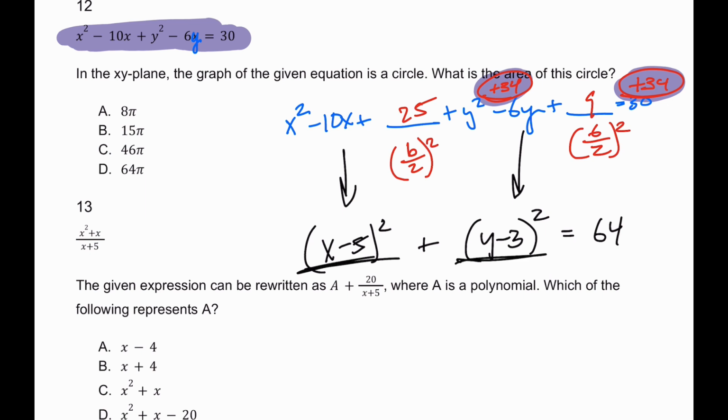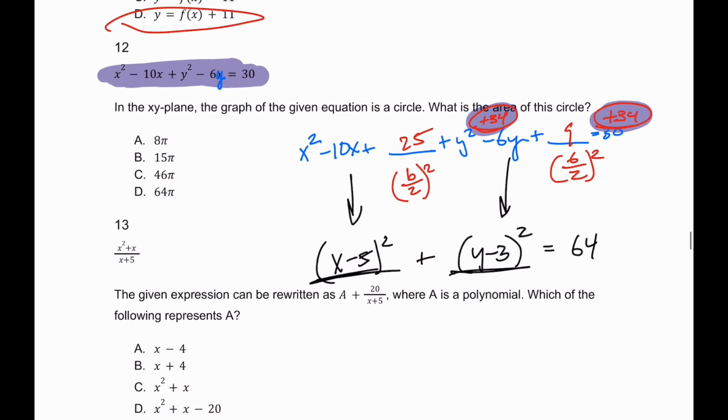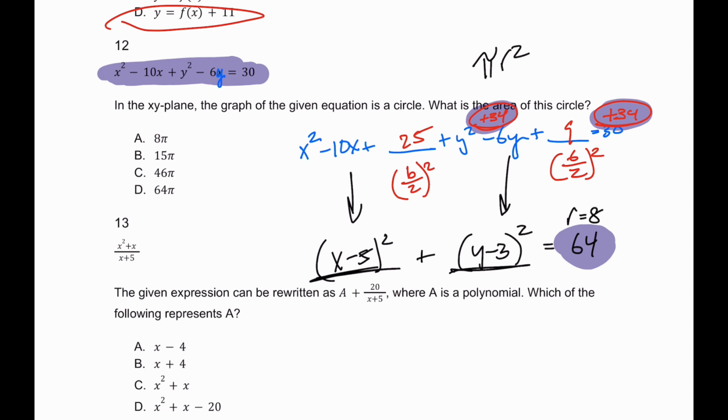From here, it says, what is the area of the circle? Well, the area of the circle is pi r squared. And remember that this would be the r squared. Really, r is equal to 8. If r is equal to 8, we have 64 pi, done. It's D. Any questions on that?